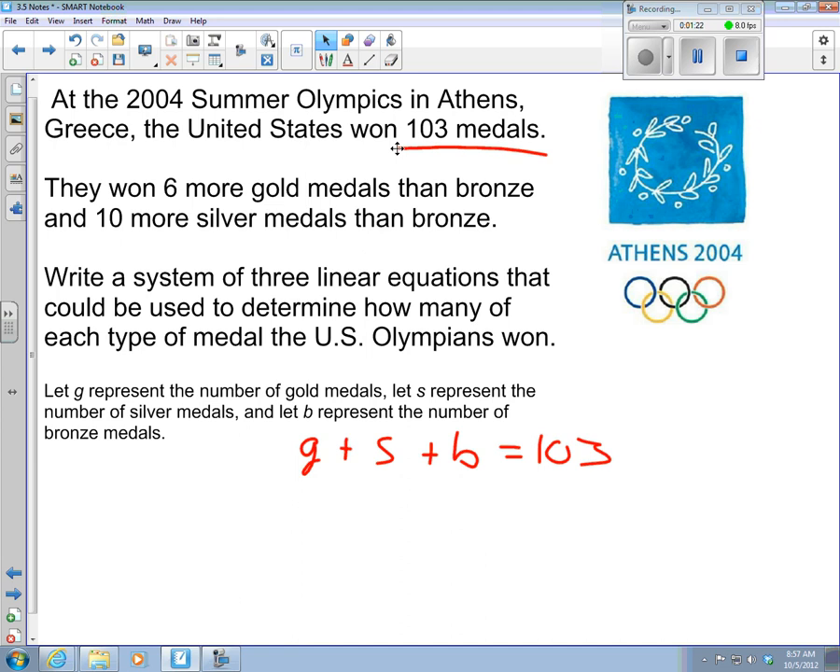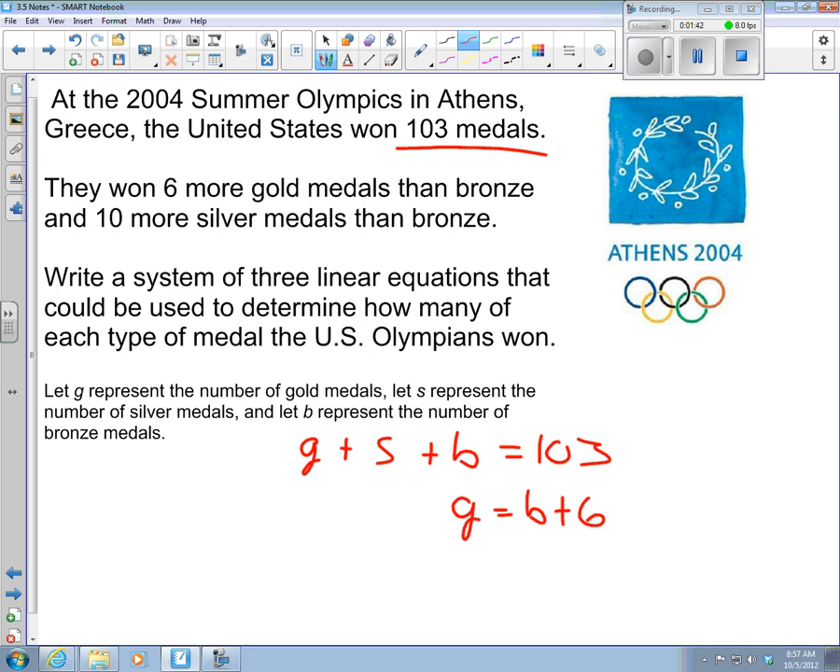The other equation is going to come from this. They won 6 more gold medals than bronze medals. So I guess you could say gold equals bronze plus 6. They won 6 more gold medals than bronze medals, so this would be an equal equation.